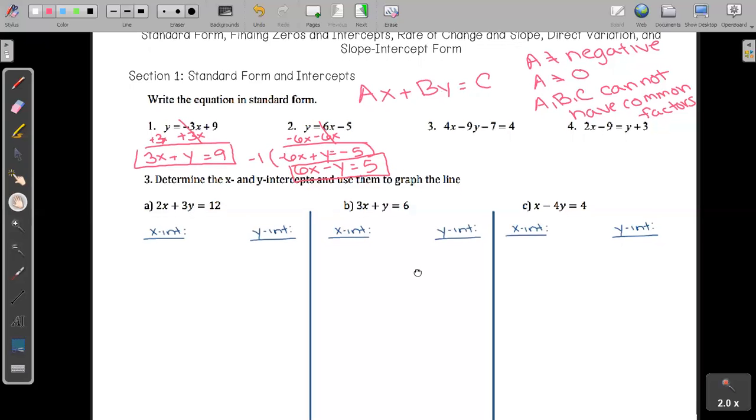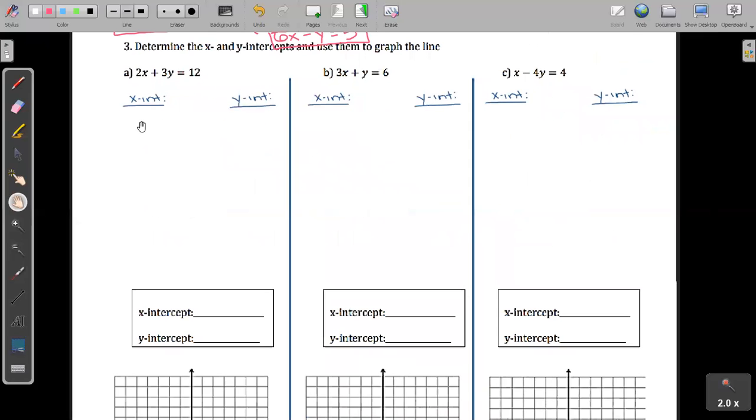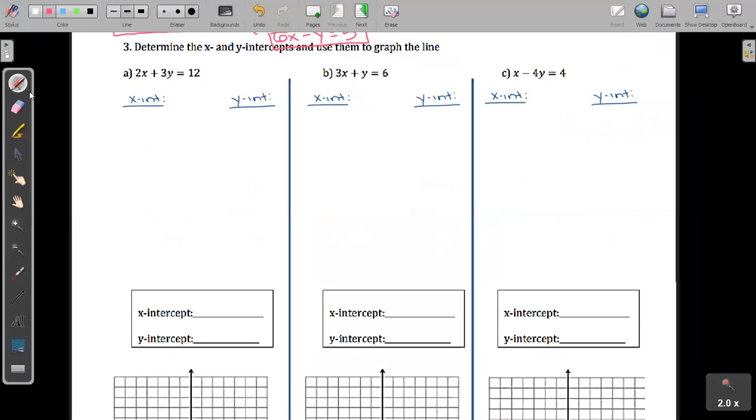Okay, the next section, and please stop me if you have any questions, is going to be determining the x and y intercept. Once we have the x and y intercept, we are going to graph it on the graphs below. So for the x-intercept, we're going to set y equal to 0. And for the y-intercept, we're going to set x equal to 0. It's always going to be the opposite of what you're finding. So for the x-intercept, we're going to substitute in 0 for y in our equation and solve for x.